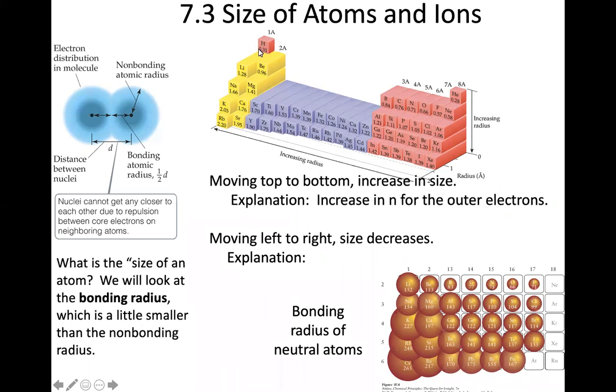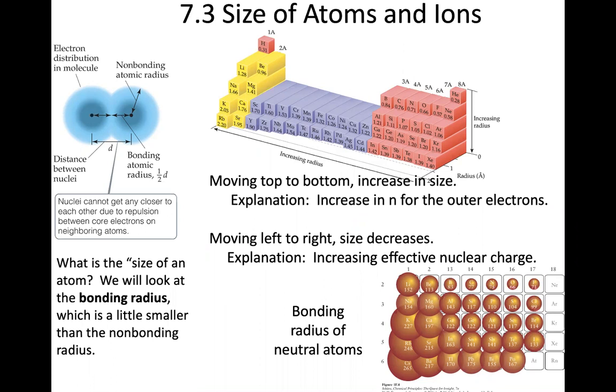As I'm going down a column, I am increasing the principal quantum number, the n value, for those outer electrons. I'm in n=1, then n=2, then n=3, then n=4. Those n values are the sizes of the atomic orbitals. So going down a column, I am populating electron orbitals that are further and further away from the nucleus. If I'm going left to right, what's taking place? The effective nuclear charge is increasing. I'm not going to a larger n value, but the effective nuclear charge is leading to a contraction.